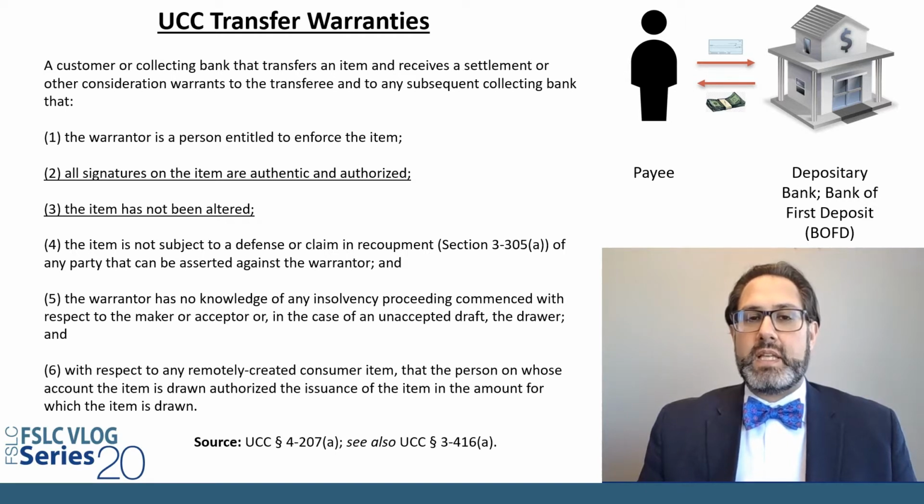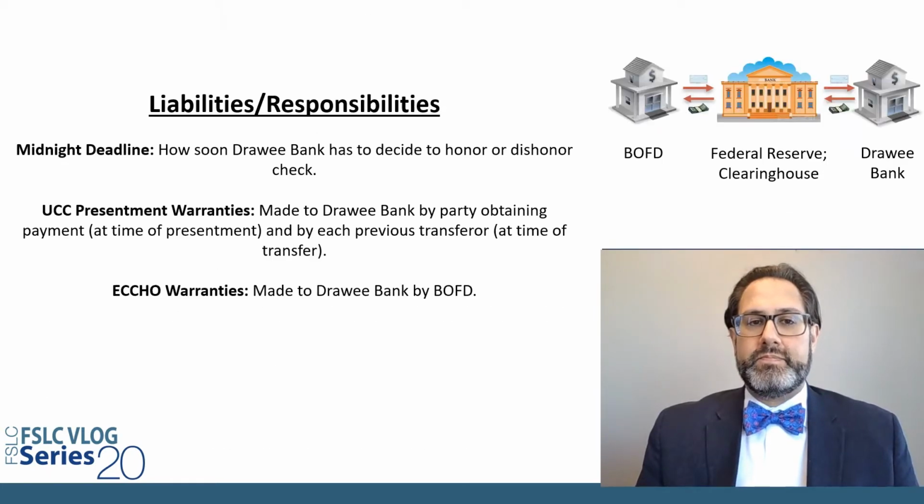Note that the language that's on the slide here is the uniform law. It is always important to look at how the UCC has been adopted in the jurisdiction that's at issue. In particular here, Clause 2 is an absolute warranty. This is not limited by knowledge, so the payee is making an absolute warranty that the signatures on the item are authentic and authorized, which may be a fairly broad warranty if the payee has never met the drawer and perhaps received the check in the mail.